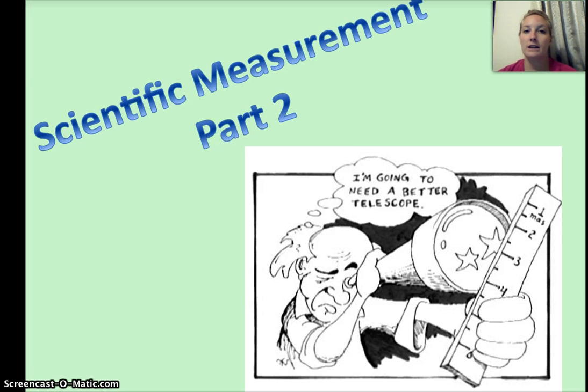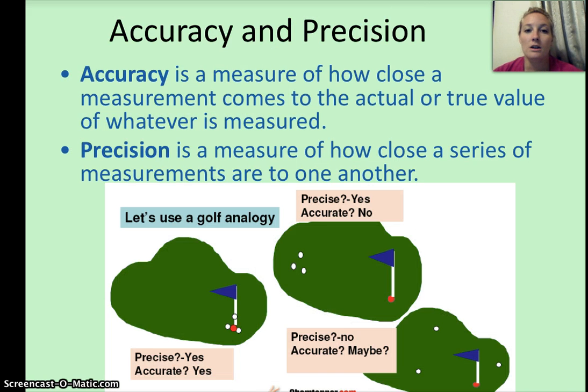We've been talking about some scientific measurement practices. We're going to continue with that today and talk about a few specific things that you should look at as you're taking data in the lab. The first thing we're going to look at is accuracy and precision. And I know you guys all think that you're very accurate in your lab data, but sometimes there's some ways to test that.